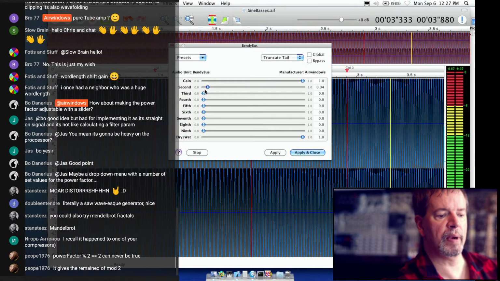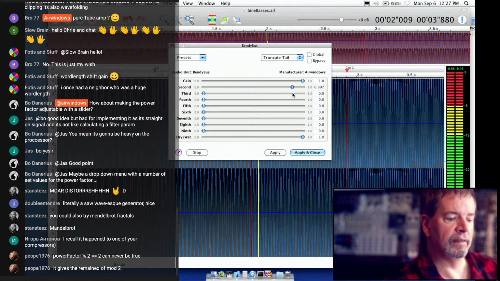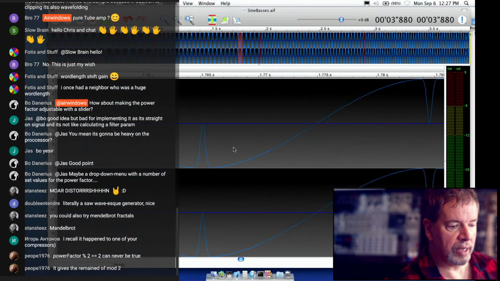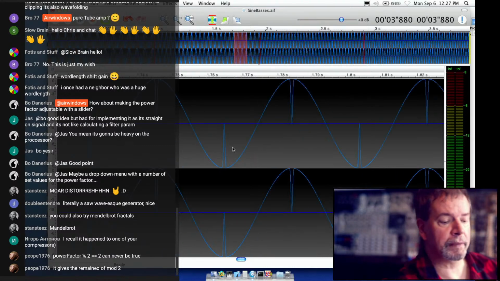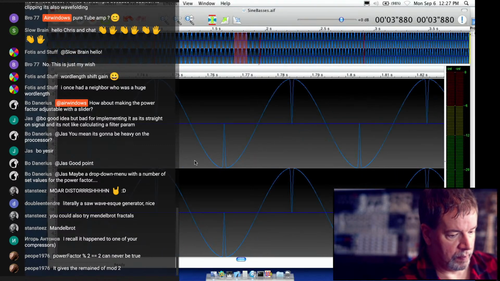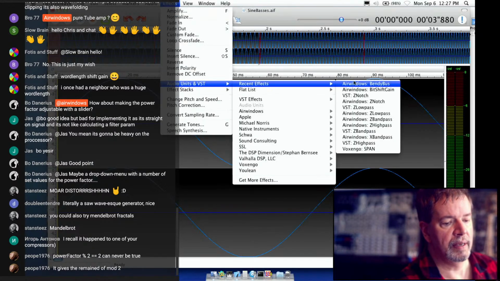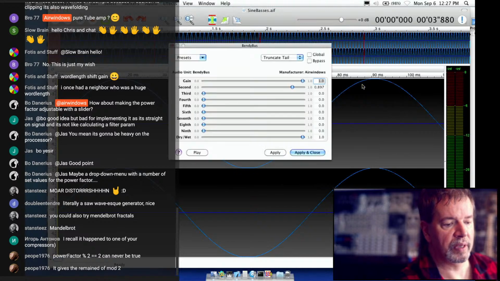And of course, as you remember, this is a cool effect, all right, but if we apply it, it looks like this. That's what that sounded like. But that's with gain of 1.